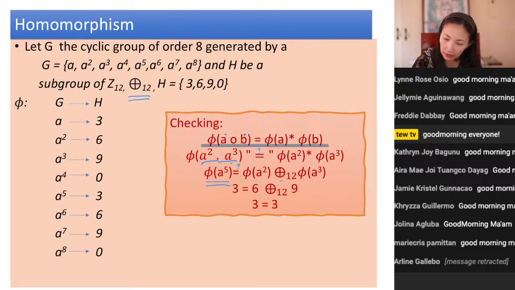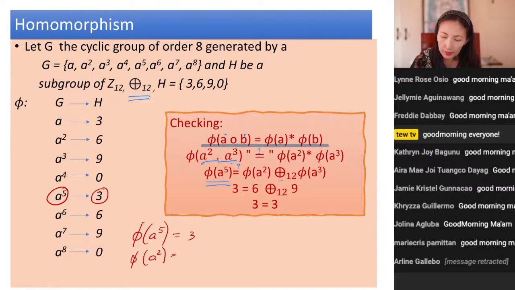This is our function, or this is the mapping. A to the fifth power is mapped to 3. So which means phi of A to the fifth power is equal to 3. If I would ask you what is phi of A squared, what will that be? It would be 6. What is phi of A then? What is it equal to?